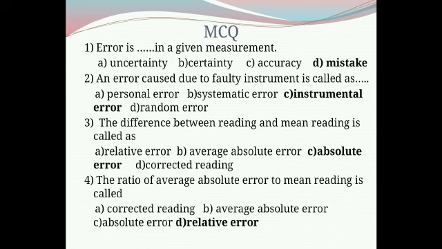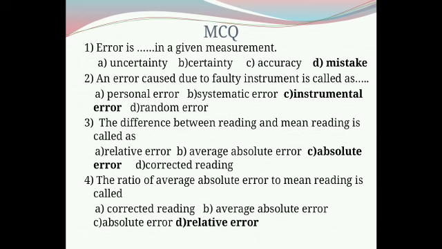Question number 3 is, the difference between reading and mean reading is called as. Option A is relative error, option B is average absolute error, option C is absolute error, option D is corrected reading. As we know, the formula for absolute error is the difference between reading and mean reading, and therefore the correct option is C, absolute error.